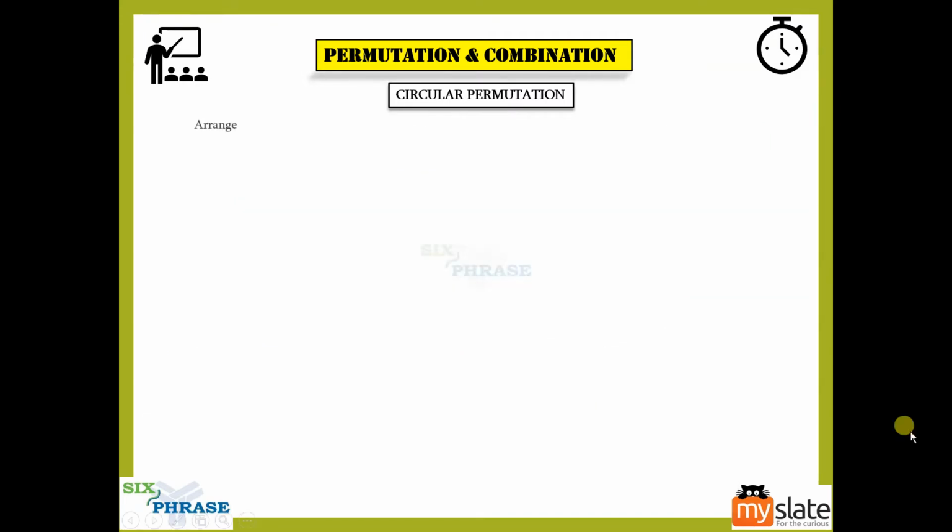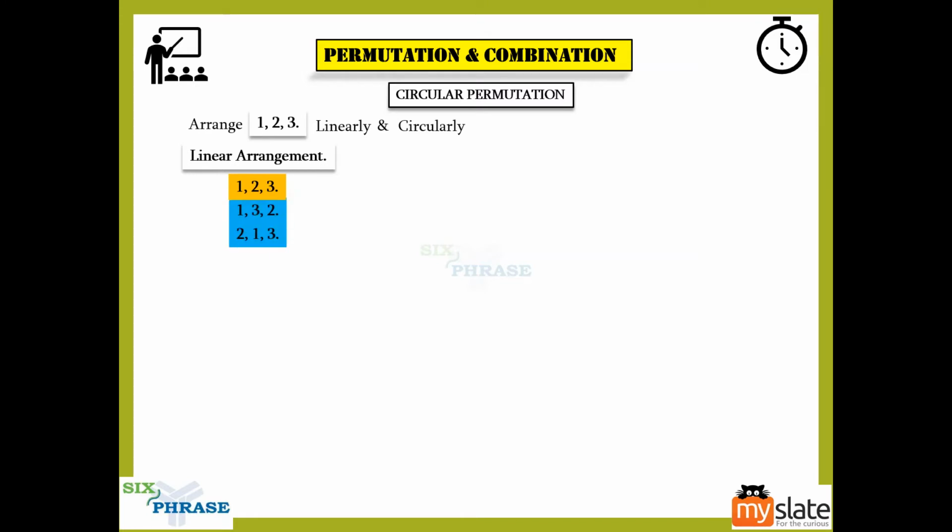At this point, I'd like you to revisit arranging 3 items linearly and circularly. As you can see, you can arrange 3 items linearly in 3 factorial ways. You know that, right? So 1, 2, 3, 1, 3, 2, 2, 1, 3, 2, 3, 1, 3, 1, 2, and 3, 2, 1. This is how you can arrange 3 items linearly, meaning horizontally or in a line. This can be done in 6 ways, which is 3 factorial. Now circular arrangement will be 3 minus 1 factorial, which is 2 factorial.